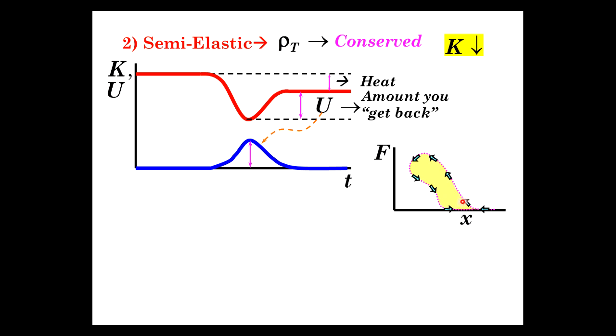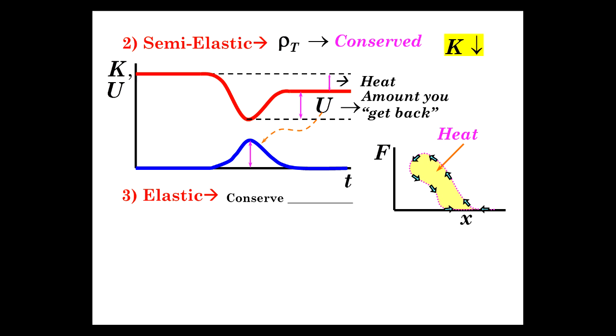So the area under the curve on the way up, the force times x, that area all the way down to the axis, that's negative work. On the way back out this way, the area under this curve is positive work, increasing kinetic energy. So the difference between them is this yellow area. That yellow area represents energy that is lost to heat.